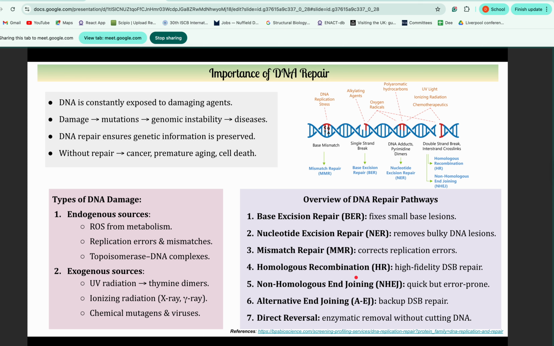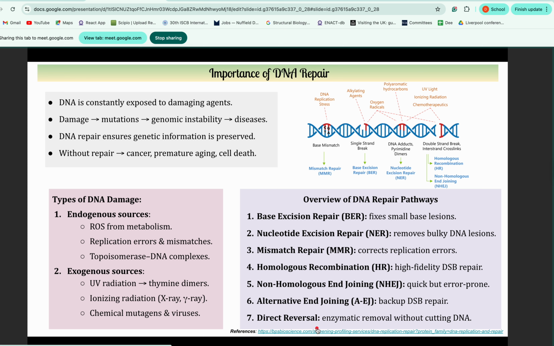So in homologous recombination we have the homologous strand from where we'll take the information, whereas if we talk about non-homologous end joining, it simply means if there is some break, you simply join them. So the information which is deleted remains deleted. So that's why this is quick, but it is error prone as compared to homologous recombination. And then another one is alternative end joining. So this is nearly similar to NHEJ, but it is a backup mechanism. So it is only favored if the non-homologous end joining is not working properly.